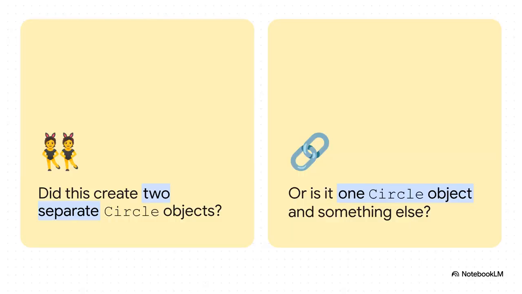So this makes you stop and think, right? What was the assumption you just made? Did we just clone the circle? Did we make two separate identical objects? Or is there something a little sneakier going on here?